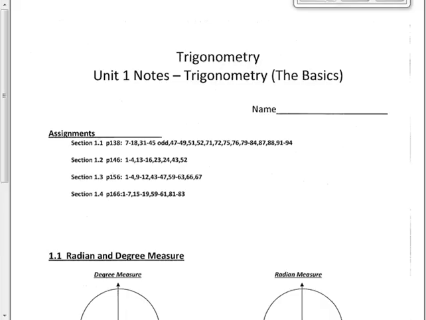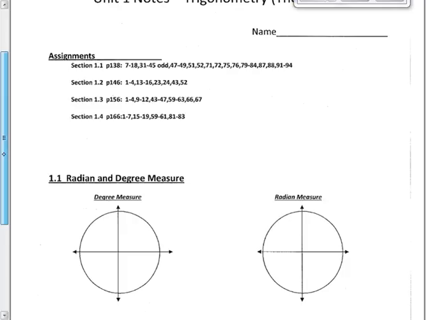Let's take a look at the Unit 1 notes in trigonometry. We're looking at the basics of trigonometry here. Here's all your assignments. Section 1.1 to 1.4 is what we're going to focus on first, and then we'll move on to the graphs, which get us moving into 1.5 and so on.